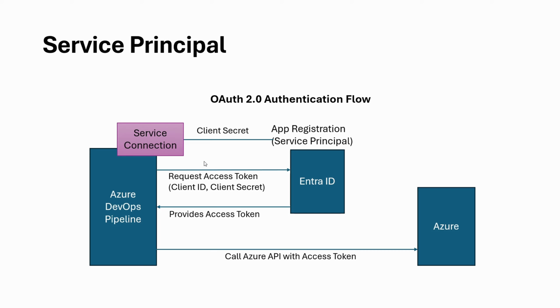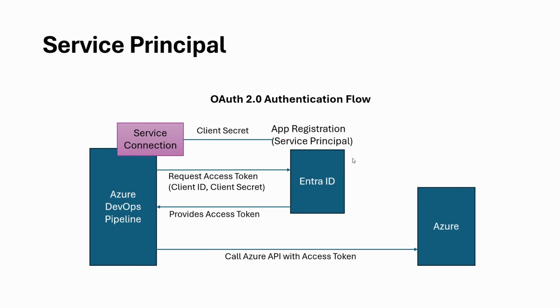Now there are two ways in which a service principal can be created. One is automatic, another one is manual. If you want to create a service connection the automatic way, your user should have specific permissions like either global administrator or application developer in the Entra ID so that the service principal can be created, and user access administrator on the subscription so that role-based access control can be assigned to the service principal. Because during the creation of the service connection, it prompts you to log into Azure portal and then the service connection creates everything in the background in the case of automatic.